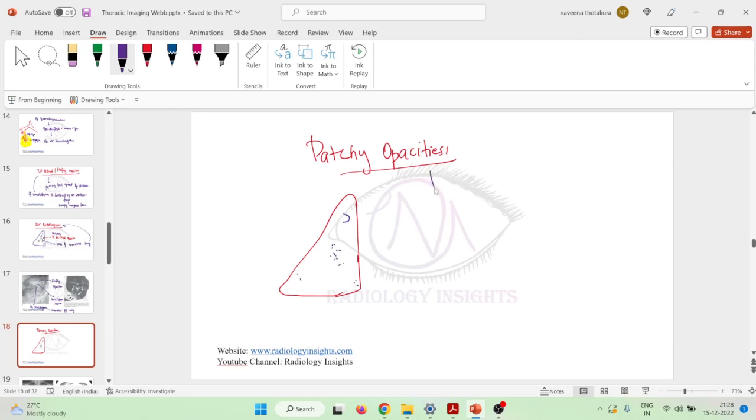These patchy opacities might involve a single lobe, causing lobar disease, or they may involve multiple lobes, causing multilobar disease. On CT, either a single lobe or multiple lobes can be involved in this patchy opacity. Wherever patchy opacities are present, that lobe will look dense when compared to the other lobes.